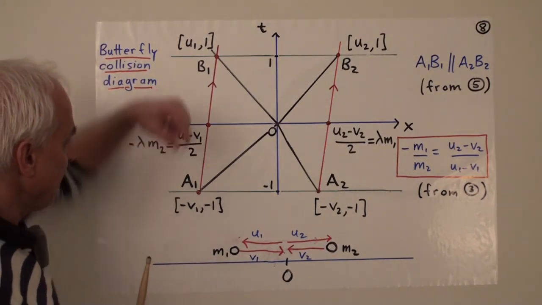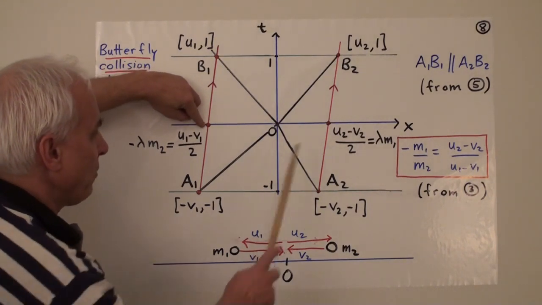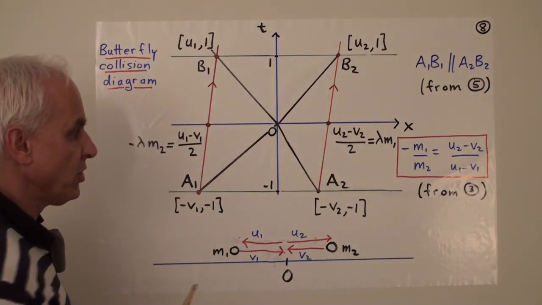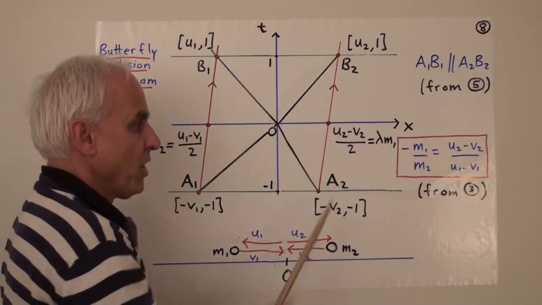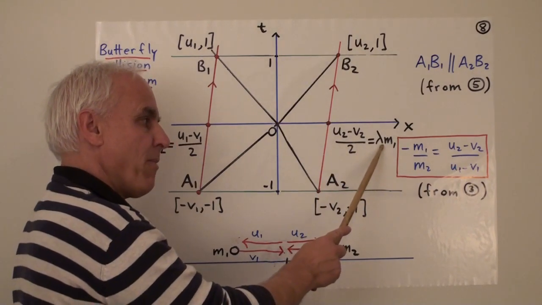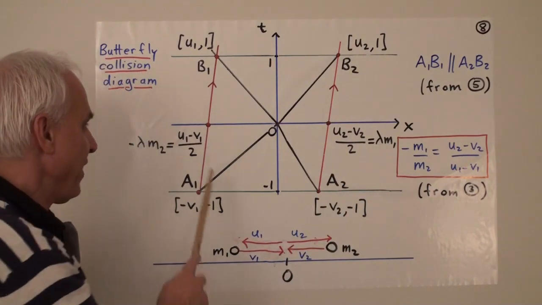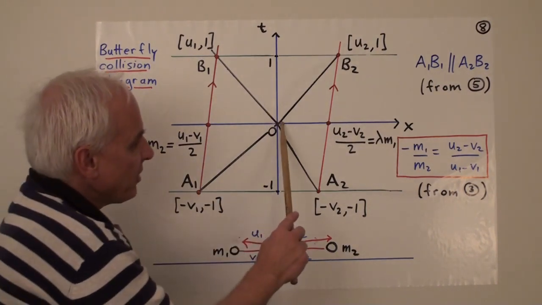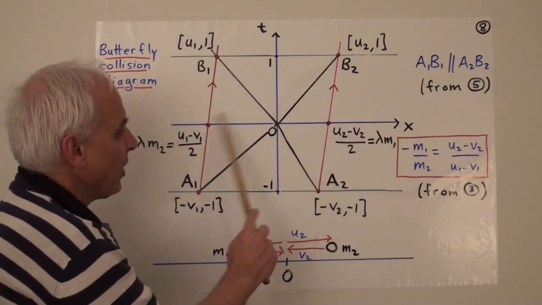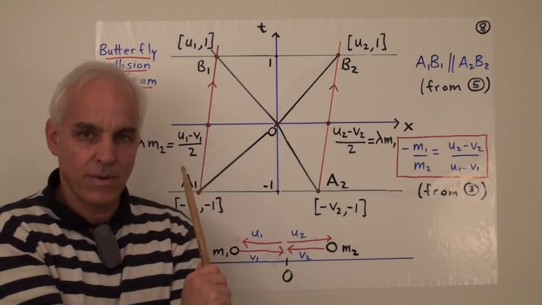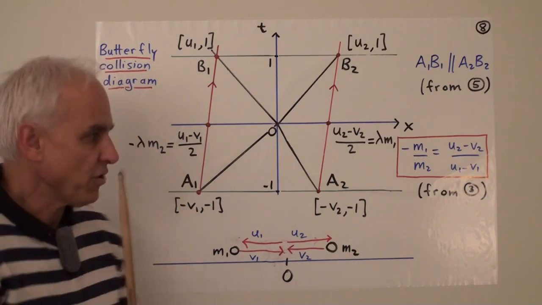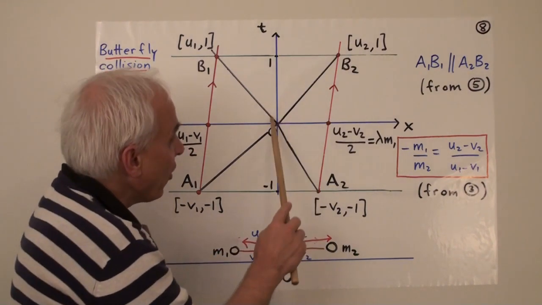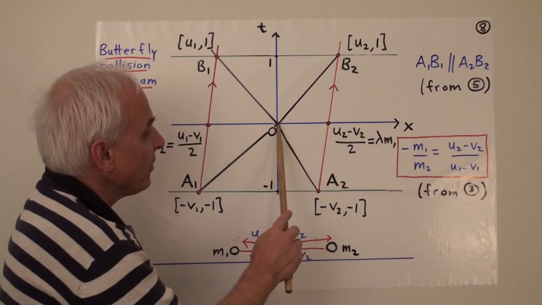And what that is saying is that these positions, u1 minus v1 over 2 and u2 minus v2 over 2, are directly proportional to m1 and m2. So this coordinate here is actually some multiple of m1, say lambda times m1. And this coordinate will be minus lambda m2. In other words, this to this will be m1 to m2. So the masses are represented here by the relative sizes of these two segments, this one and this one.